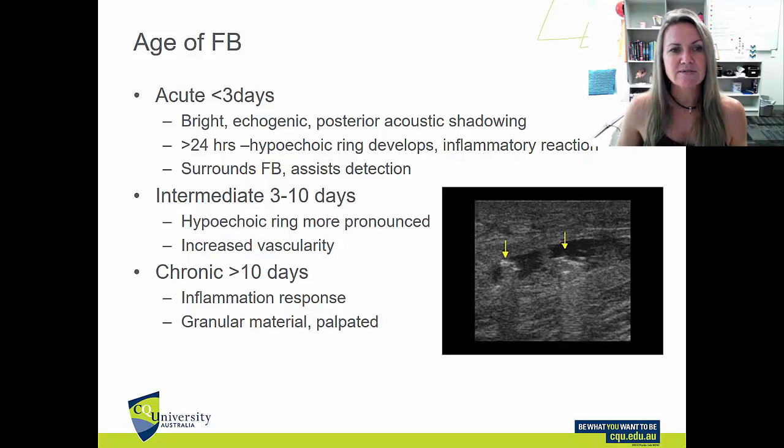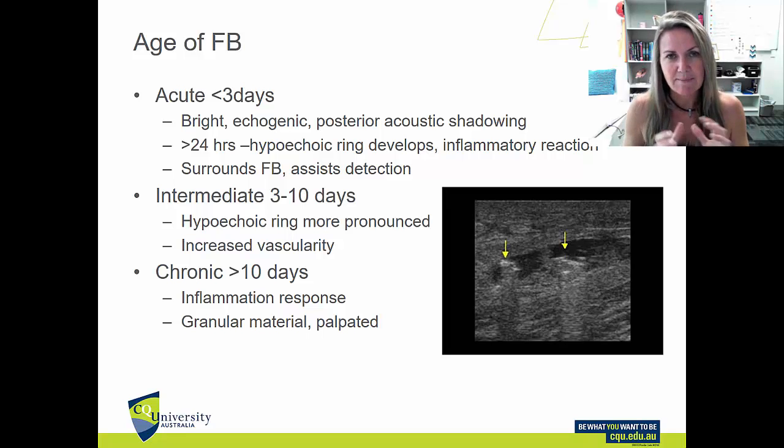More than 24 hours, you're going to get that hypoechoic ring that I talked about as that inflammation is starting to occur. It surrounds the foreign body and is going to help you to see. But just before that, just prior to that, it makes it a little bit more difficult. So as I said, give it at least another 24 hours if you're still unsure. 3 to 10 days, that hypoechoic ring becomes a lot more pronounced. You're going to get more vascularity.